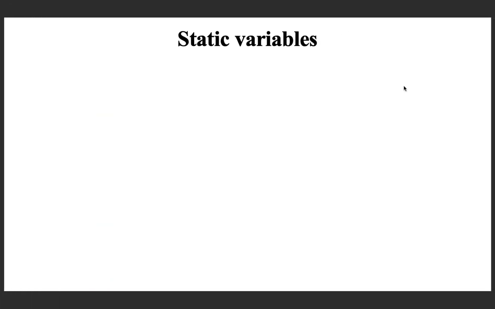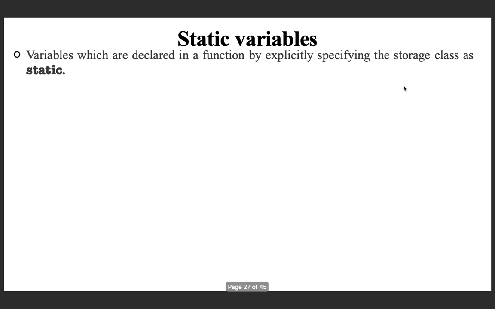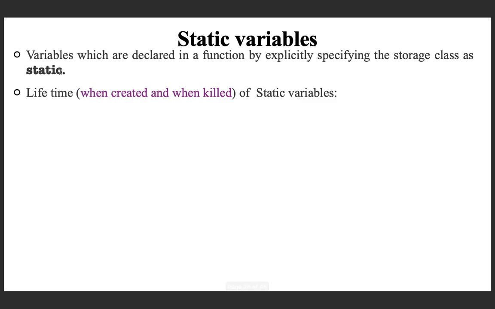So, now just recollect what we saw till now. Static variables are declared in a function by explicitly specifying the storage class as static. That is what we saw. Then what is the lifetime for static variables? Very important. Lifetime means when they are created and when they are killed, and it's just like global variables, it's throughout the execution of the program. So the lifetime of local static variables is the same as that of global variables.